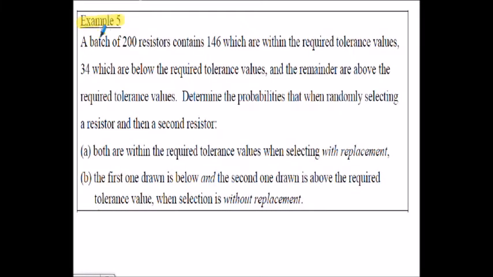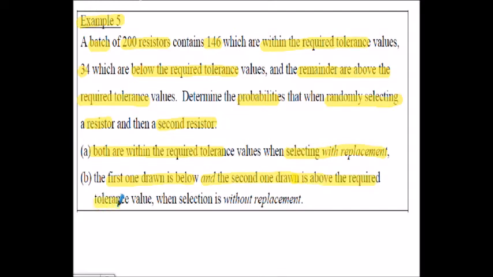Example 5. A batch of 200 resistors contain 146 within the required tolerance, 34 below the required tolerance, and the remainder are above the required tolerance. We've got to determine the probabilities that when randomly selected, a resistor and then a second resistor are both within the required tolerance values when selecting with replacement. And part B here, first drawn is below and the second drawn is above the required tolerance when the selection is without replacement.